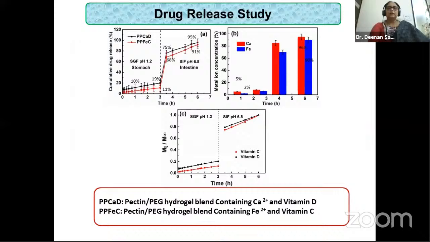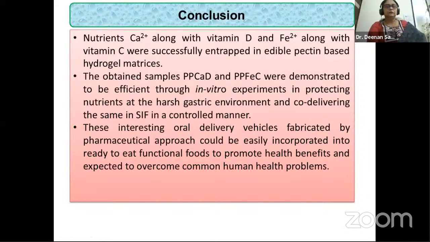Coming to the drug release analysis, we can see that the drug is very selectively released at the colon. This is the thing. And now the important findings, coming as a conclusion.